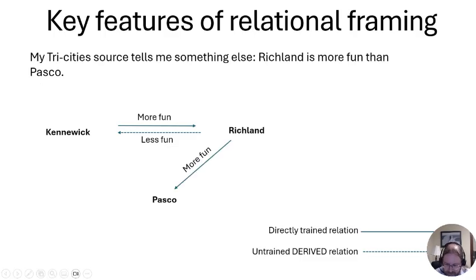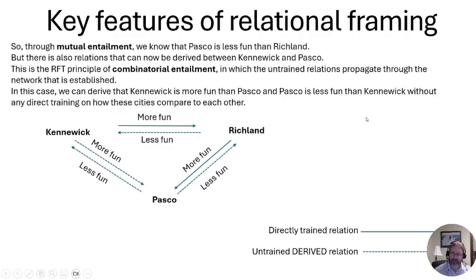And then my Tri-City source tells me something else. They tell me that Richland is more fun than Pasco. So I add it to my diagram. Richland pointing to Pasco. Richland is more fun than Pasco. It's a directly trained relation. So, of course, through mutual entailment, we now know that Pasco is less fun than Richland. But there are also now some relations that can be derived between Kennewick and Pasco, even though I was never directly told anything about them, right?